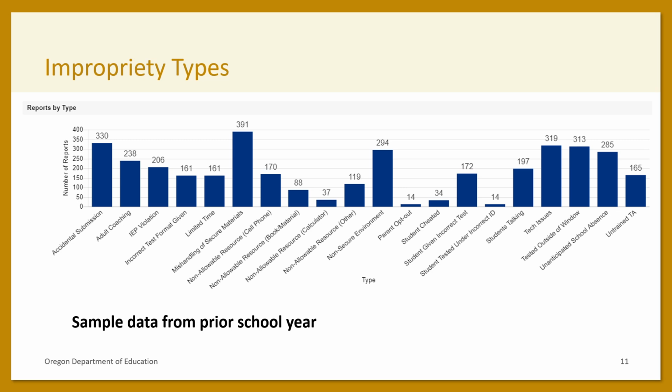If non-allowable resources were a single category, they would rate among the top 5 most common impropriety categories. Please work with your staff to decrease these inappropriate practices. ODE, for our part, continues to work on decreasing those that result from technology challenges.